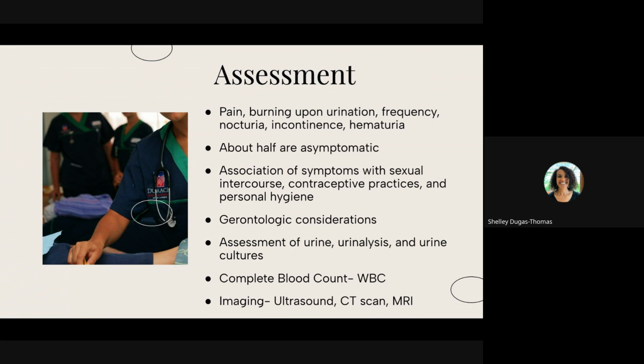UTIs result in signs and symptoms that are very similar to other infections, including fever and tachycardia. However, a UTI will also include urinary alterations like incontinence, urinary frequency, and hematuria. Some patients are initially asymptomatic until the infection travels and becomes more systemic. Older adults may initially present with confusion.